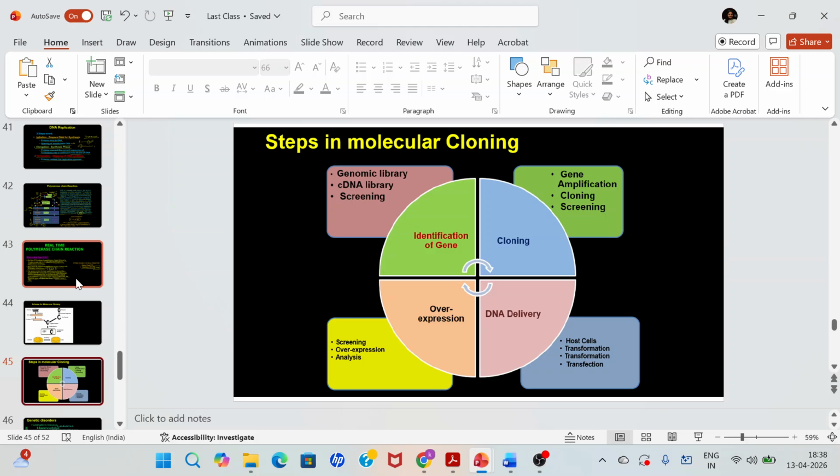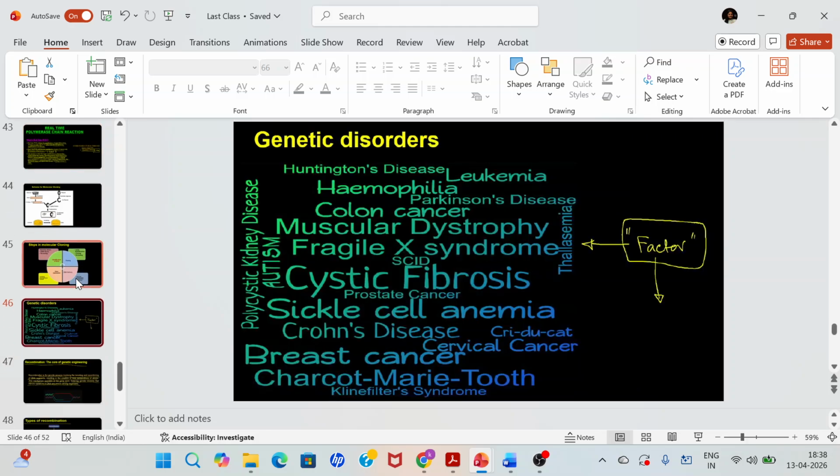Next is the steps in the molecular cloning. Identification of the gene will be done through genomic library and cDNA library screening. Then the cloning will be done. Then the DNA library will help you find that, and the overexpression will tell you what exactly the protein is.